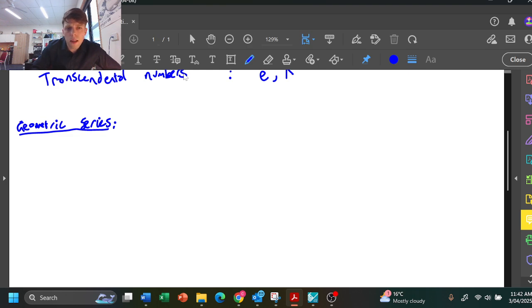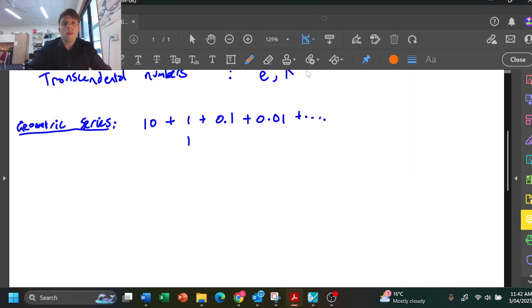So I'll give you a simple example. Let's suppose we have 10 plus 1 plus 0.1 plus 0.01. Now, let's suppose that goes on forever. What we're seeing here is a number where every time we're adding 1/10 of the previous number. You might notice that the 1 over here, the first number that I'm adding to that starting number, is 10 times 0.1. And this next number here is 1 times 0.1. So it's the previous number times this common ratio of 0.1.